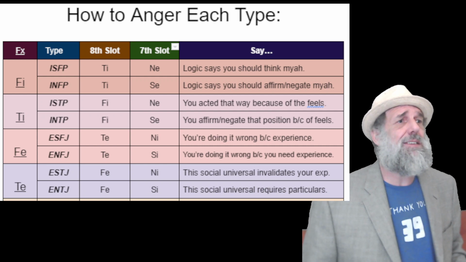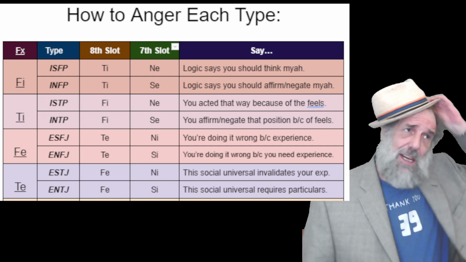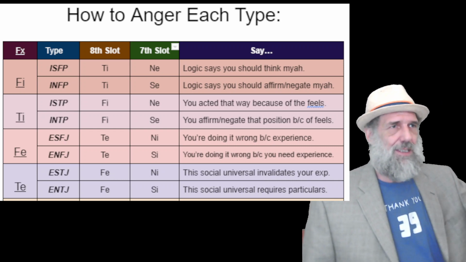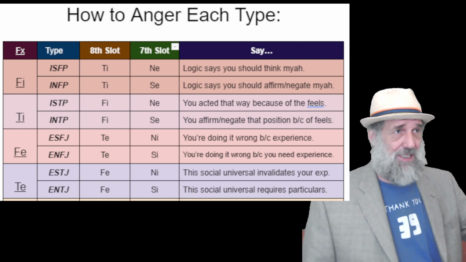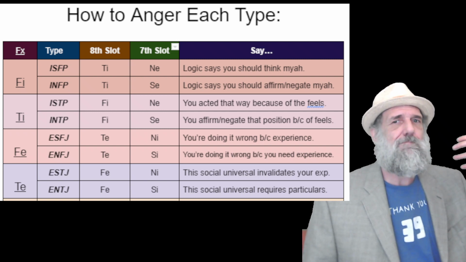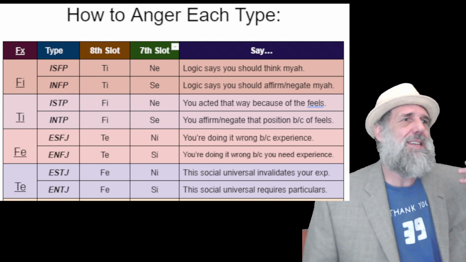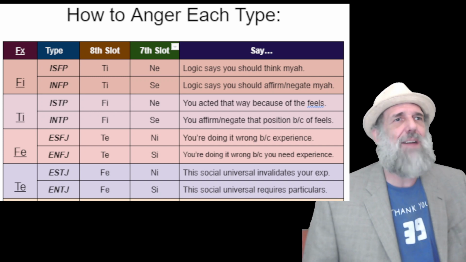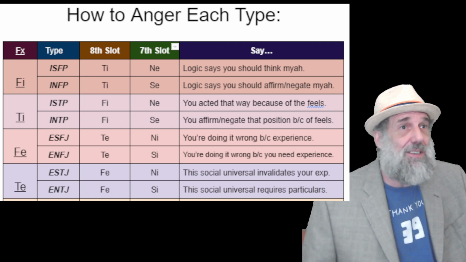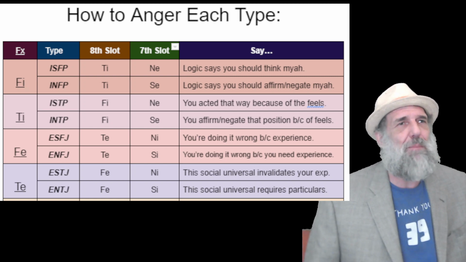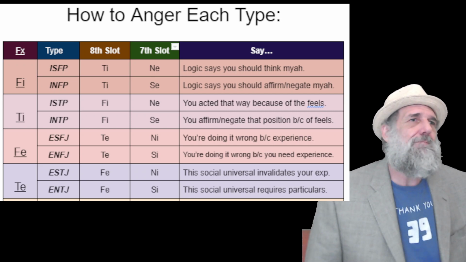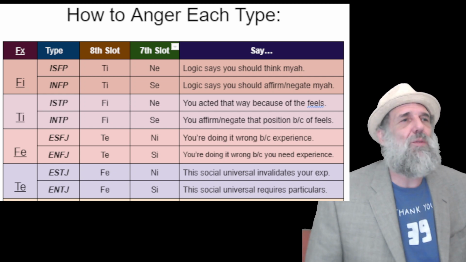TE. This is your ESTJs and ENTJs. You got FE in the 8th slot. ESTJ, FE, NI. This social universal invalidates your experience. The other way you can piss off an ESTJ is simply praise them or critique them for basically anything that's got FE on it. They don't like being told, hey, you're one of the smartest people I've ever met. They don't like being told that. It makes them feel embarrassed. And they don't like being told that they were awkward or something like that. And they were awkward because they didn't understand some universal, right, especially.